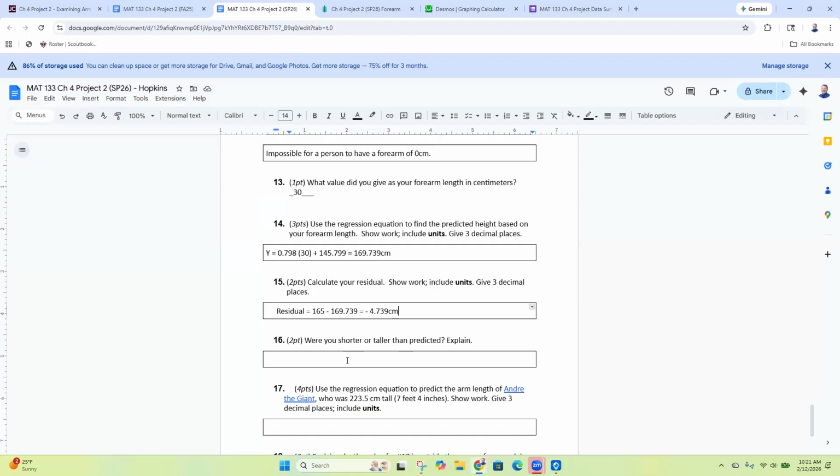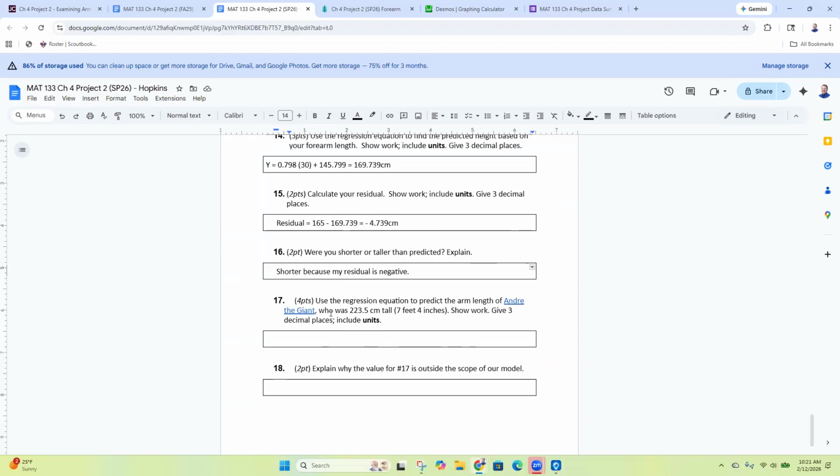Were you shorter or taller than predicted? I was shorter because my residual is negative. Or you would say taller than predicted because my residual is positive. Easy enough, right?